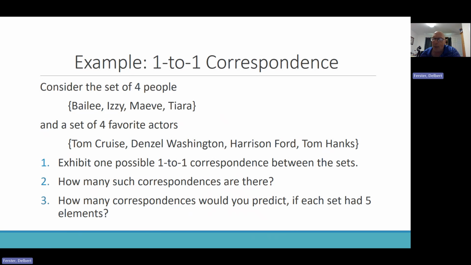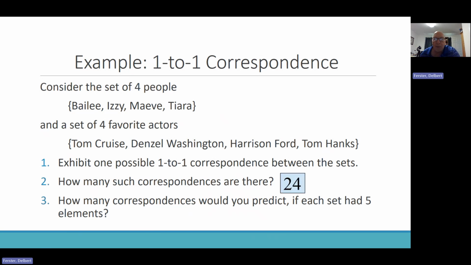So the question is, how many such correspondences are there? Bailey had four to choose from, but Izzy only had three, Maeve only had two, and Tiara only had one. We're going to see on the next slide that the way we decide how many correspondences there are is by multiplying those options together. So it's 4 times 3 times 2 times 1, and you guessed it, that's 24.